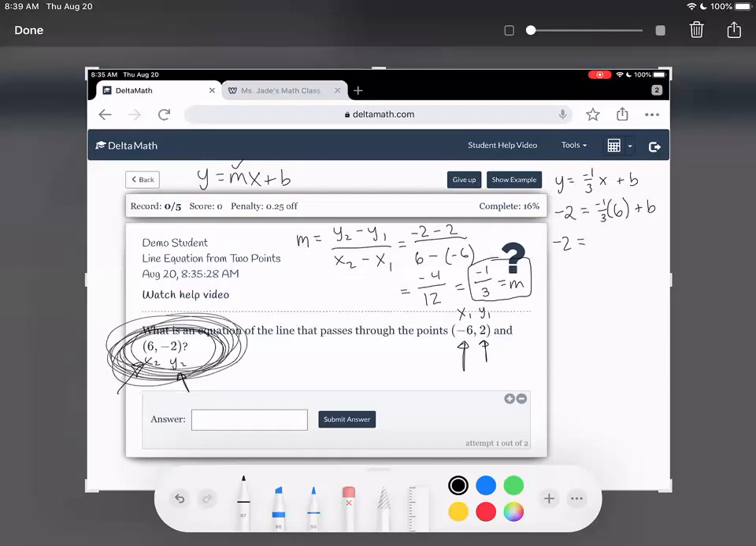So we have -2 is equal to -1/3 times 6. Just in case anybody needs to see how to cancel this out, this is a -1 divided by 3 multiplied by 6. So you can cancel with the 3 and the 6, leaving the 6 as a 2 now. So it's just -1 times 2, which is a -2, and then plus b. So -2 is equal to -2 plus b. Then we add 2 on both sides. We get 0 is equal to b. And I'm going to box that up. So now we also have our b value.